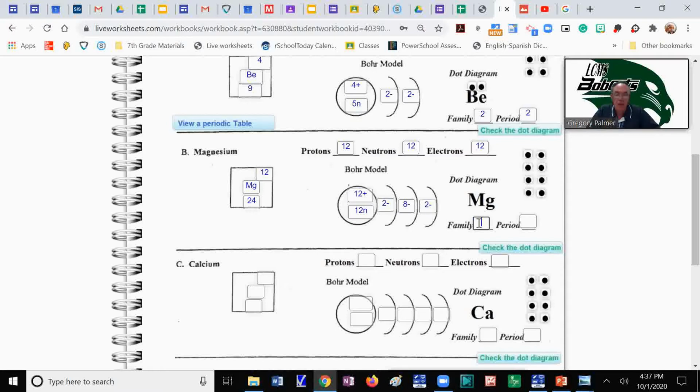2 valence electrons tell us it's in family 2. These 3 energy levels tell us it's on period 3. And we have 2 dots in the dot diagram to represent these 2 valence electrons.